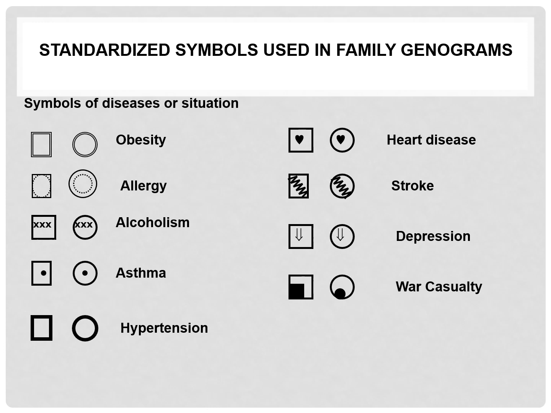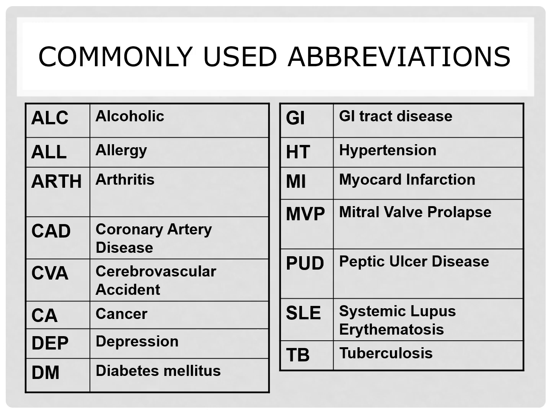Bold outlined circle or square would be hypertension. With a heart would be heart disease. Stroke, depression, war casualty as well. These are also the commonly used abbreviations that would be helpful in making your genogram.